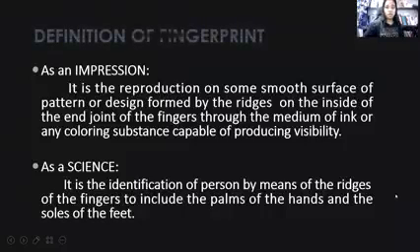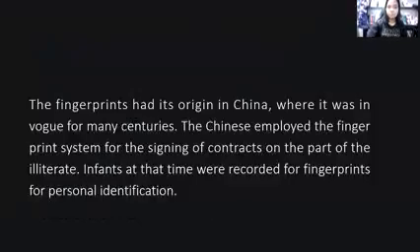Now, as to the definition of fingerprint. A fingerprint as an impression is the reproduction on some smooth surface of the pattern or design formed by the ridges on the inside of the end joint of the fingers through the medium of ink or any coloring substance capable of producing visibility. As to science, it is the identification of a person by means of the ridges of the fingers, to include the palms of the hands and the soles of the feet.